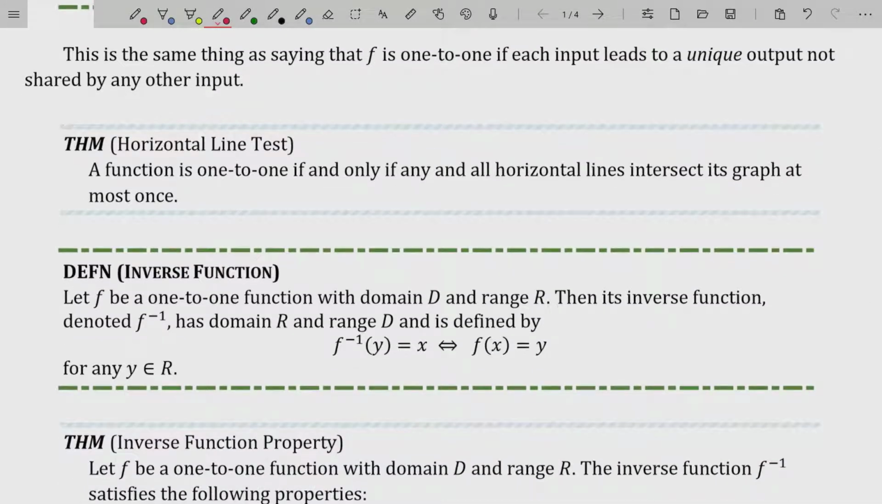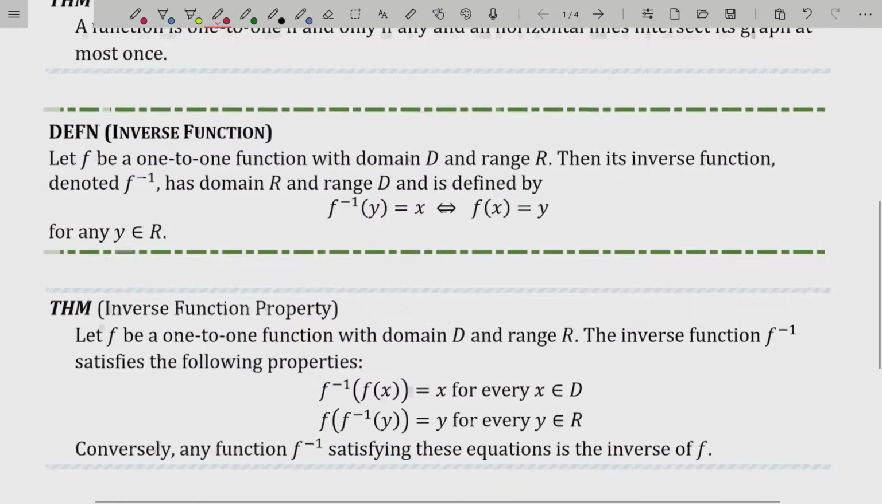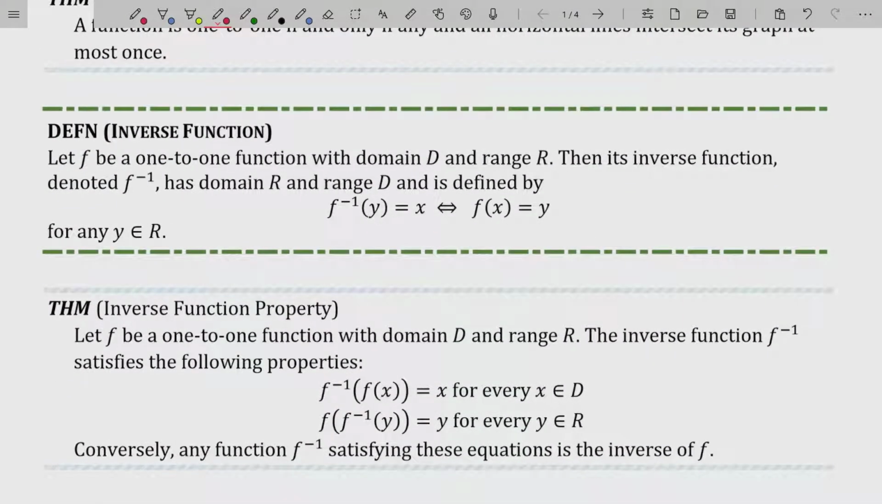And then I already said the word invertible, so might as well just throw that in here. Inverse function. So a one-to-one function is also called an invertible function, and the function that undoes the one-to-one function is the inverse function.